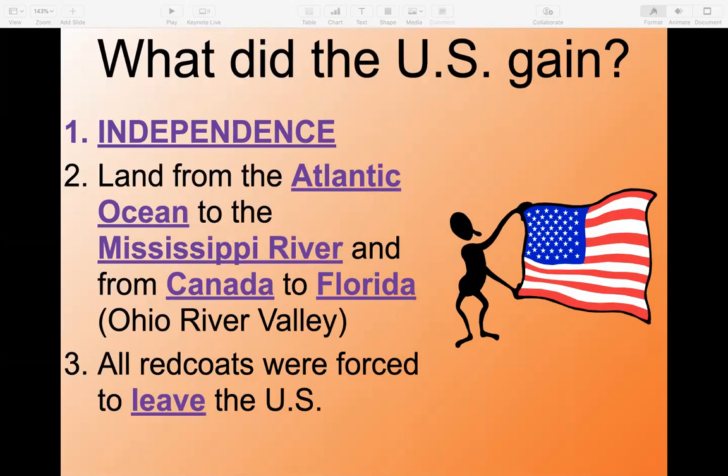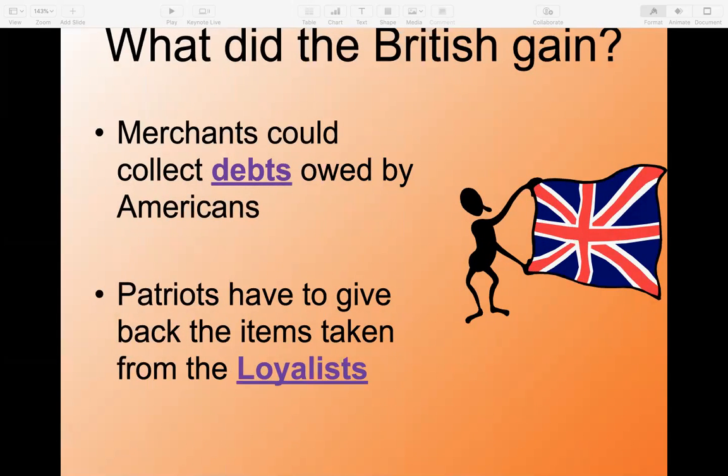Okay. What did the U.S. gain? One, independence. Two, land from the Atlantic Ocean to the Mississippi River and from Canada to Florida, the Ohio River Valley. All redcoats were forced to leave the U.S. What did the British gain? Merchants could collect debts owed by Americans. Patriots had to give back items taken from loyalists.